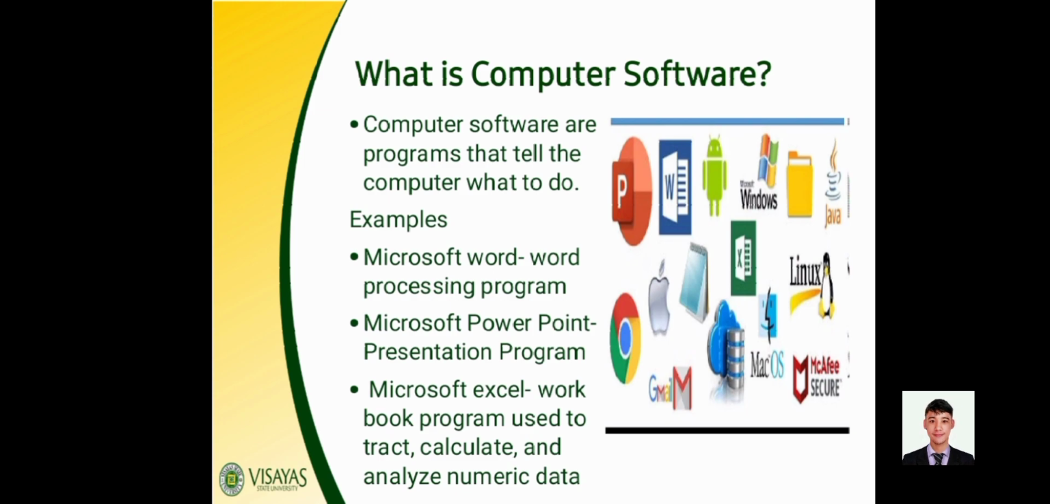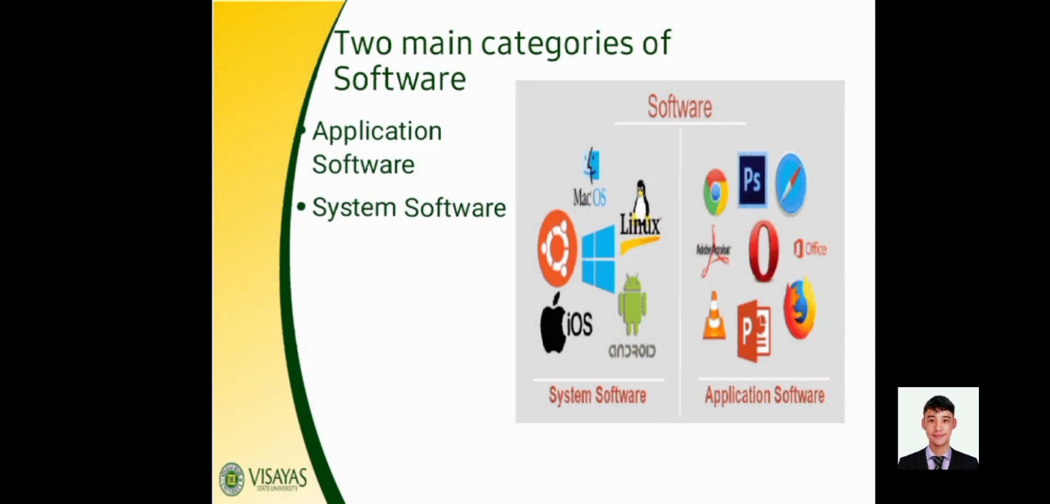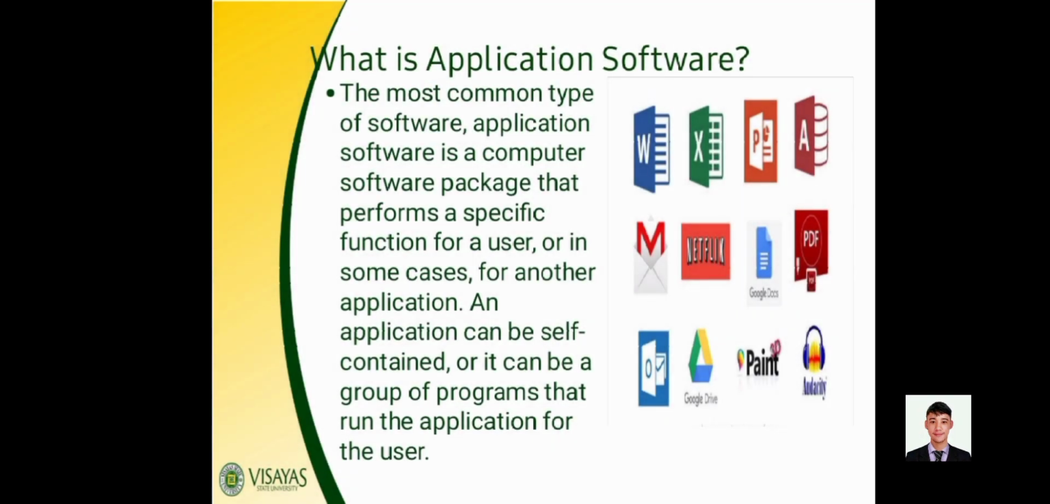What is computer software? Computer software are programs that tell the computer what to do. Examples: Microsoft Word, a word processing program; Microsoft PowerPoint, a presentation program; Microsoft Excel, a workbook program used to track, calculate, and analyze numeric data. Two main categories of software: application software and system software.